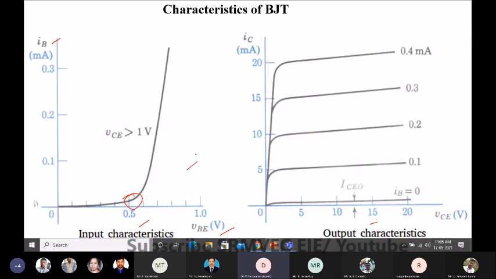Okay, so to collect the current, there has to be some voltage between the collector and emitter. It has to be greater than 1 volt. Why? Because it cannot be below this value, around 0.56 volts. So this is about the input characteristics. Greater than this voltage, as the input voltage keeps increasing, the input current will go on increasing.